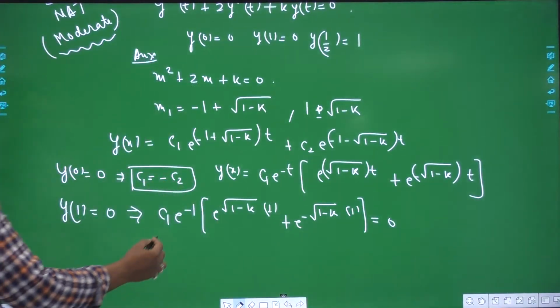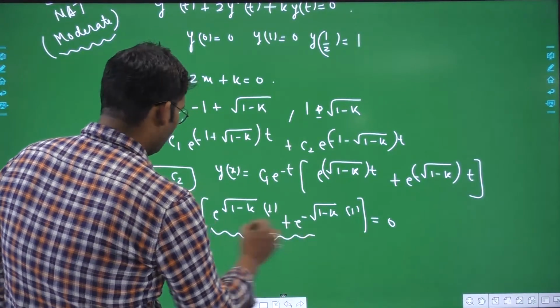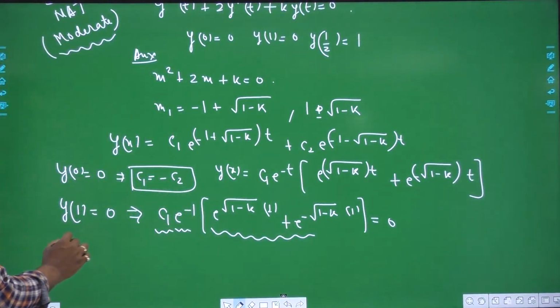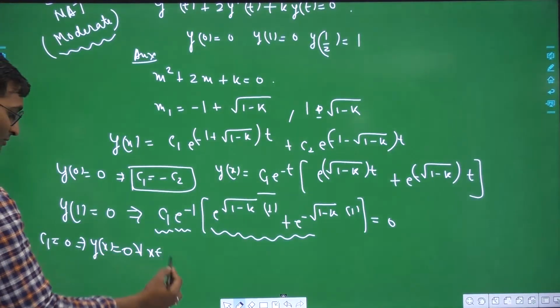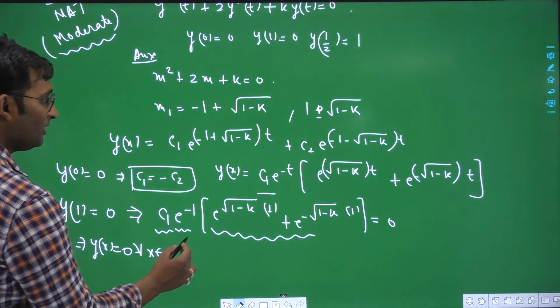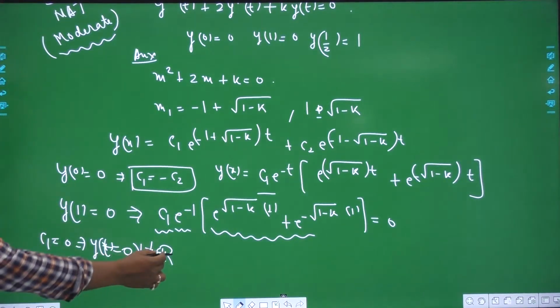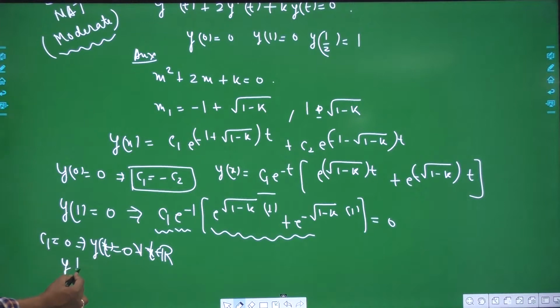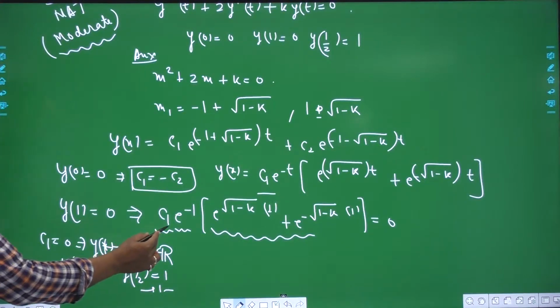Now here there are three possibilities. e to the power minus 1 cannot be 0, so either this has to be equal to 0 or this has to be equal to 0. But can c1 be 0? Now if c1 is equal to 0, it implies y(x) is equal to 0, because y(x) depends on c1, for all t belongs to R. So if it is 0 for every t belongs to R, then y(half) has to be equal to 0, but y(half) is given to be equal to 1. So clearly this will be a contradiction, so therefore c1 cannot be equal to 0.